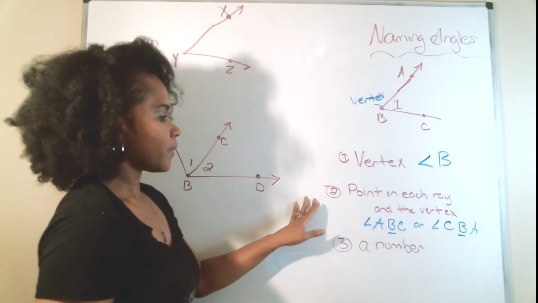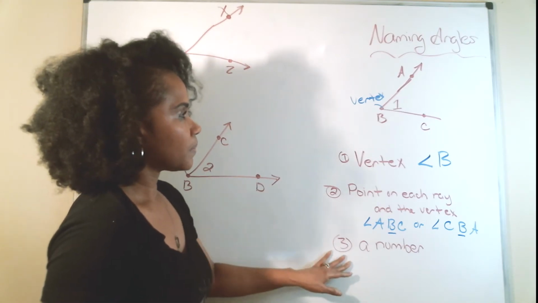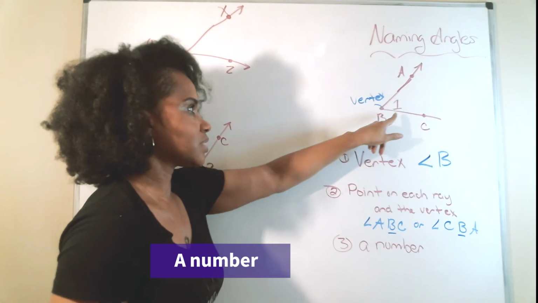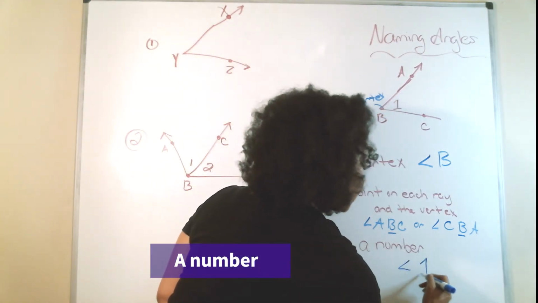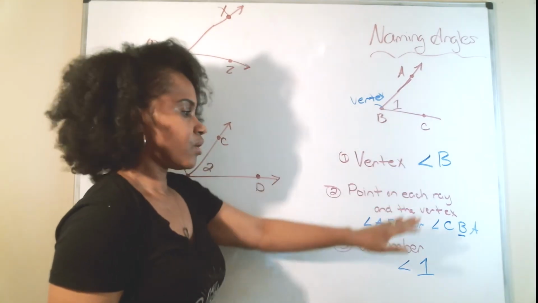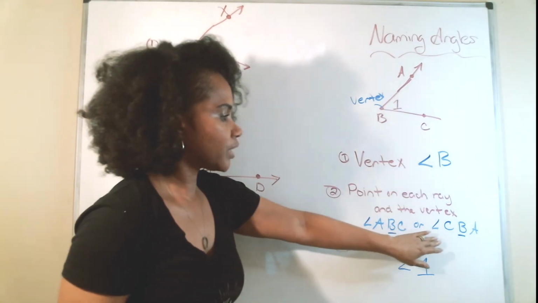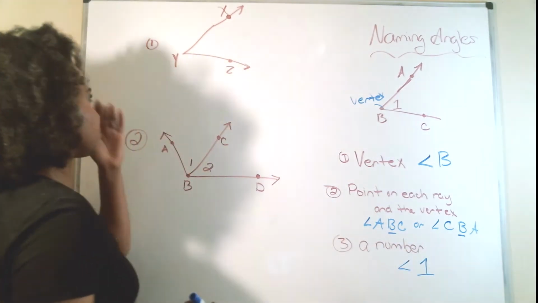Another way that we could name an angle is by a number, if you have a number. In this case, we have the number 1. We could call this angle 1. If you don't have a number, you would just use either the vertex or three letters with the vertex in the middle. Now let's take a look at these two right here.